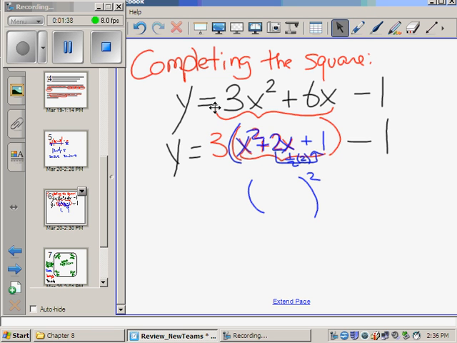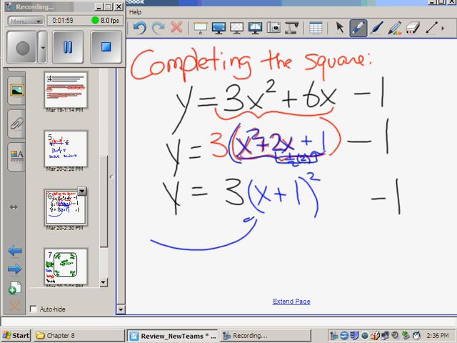Everything else is going to stay exactly like it was. So the 3 is still here, the minus 1 is still here. But how can I write this, what's inside these parentheses, as a perfect square? x plus 1. When I square that, remember, I'll just write off on the side, it means x plus 1 times x plus 1. And if I use FOIL, I get x squared plus 2x plus 1. That's why I did that.